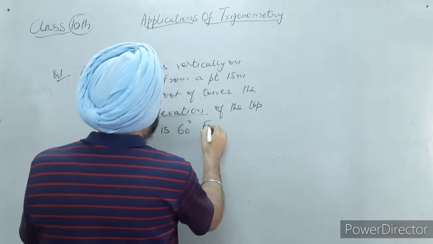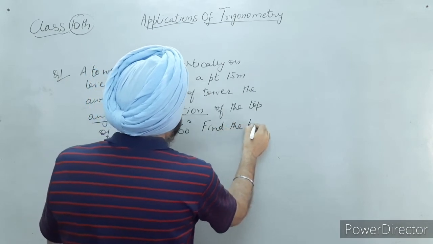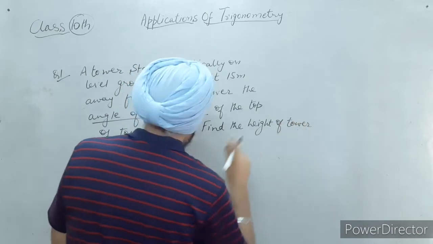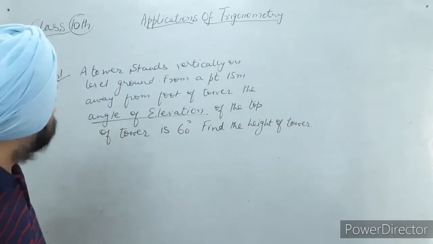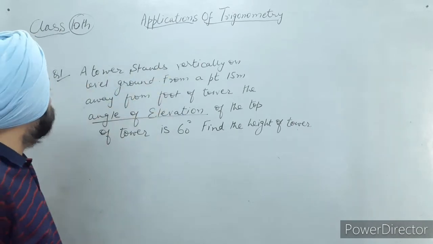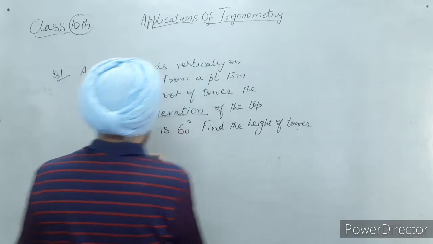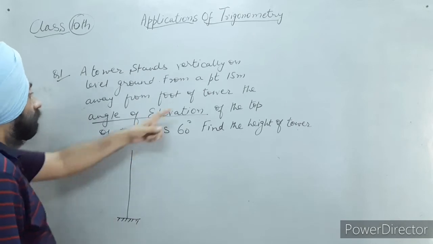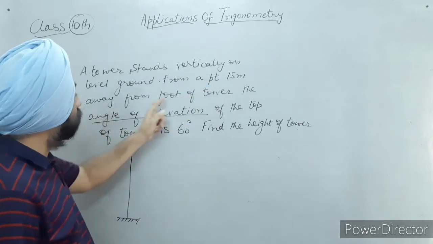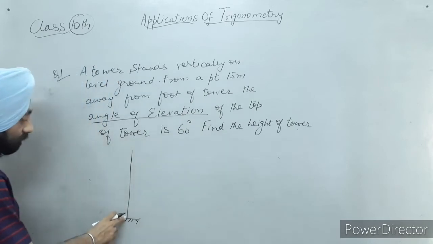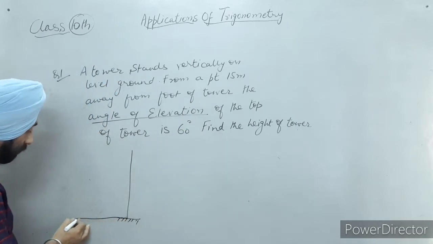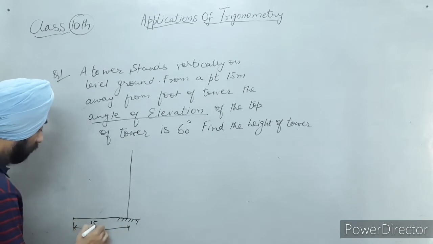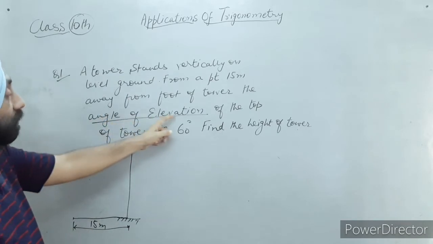Find the height of the tower. Now, a tower stands vertically on a level ground. Okay, let me draw a tower. From a point 15 meters away from the foot of the tower, here is the foot of the tower, let this distance be 15 meters. The angle of elevation.